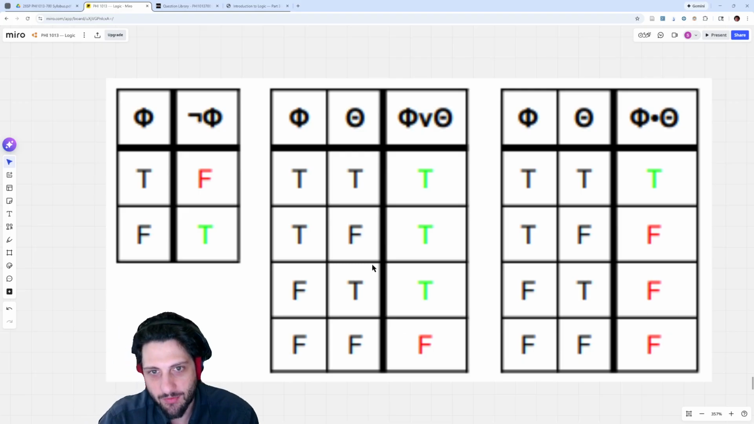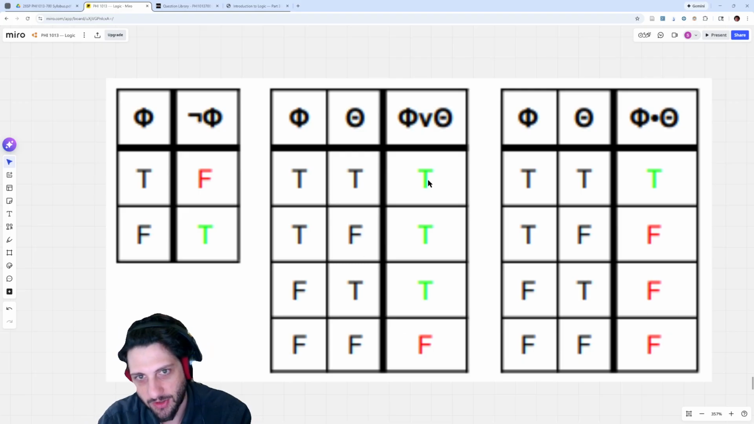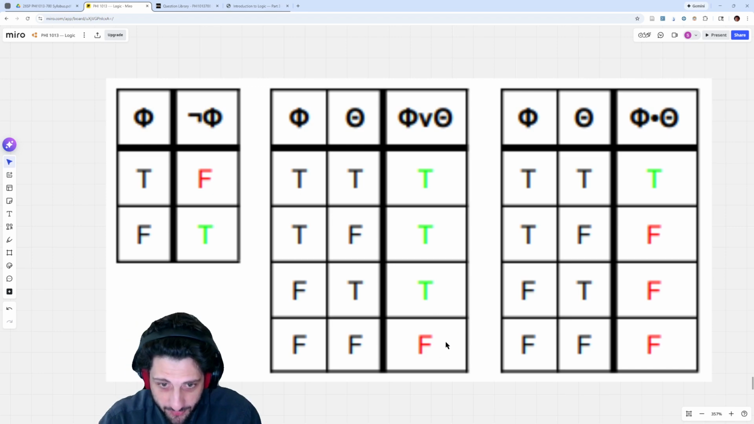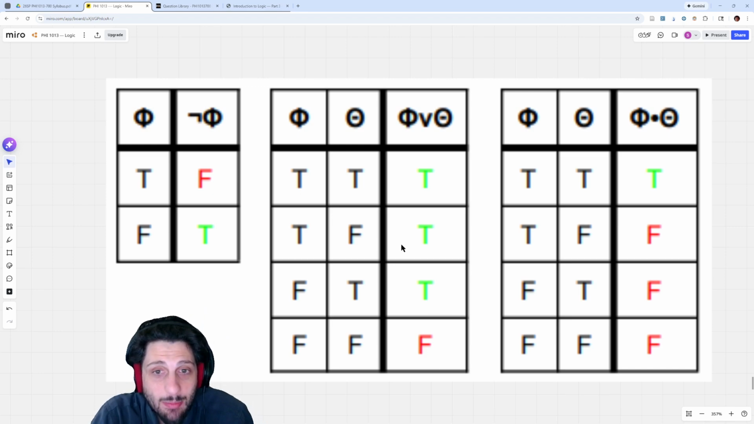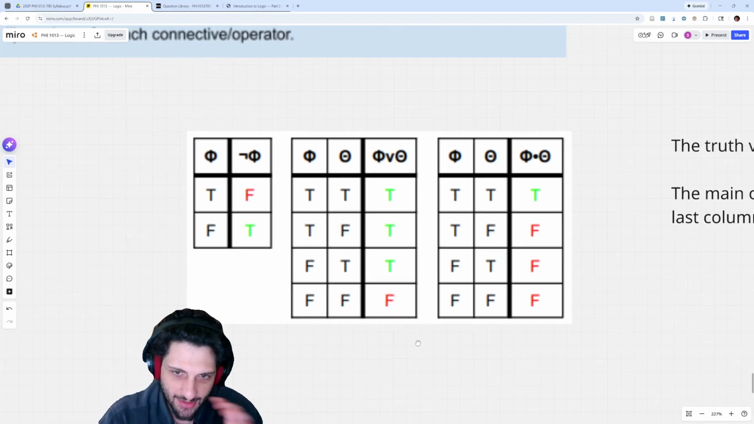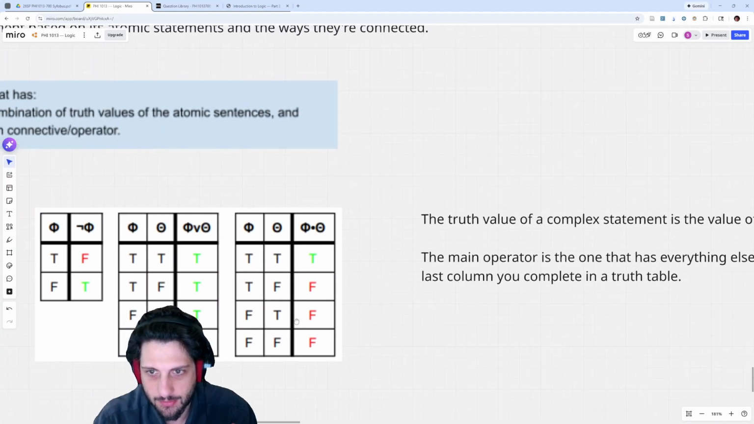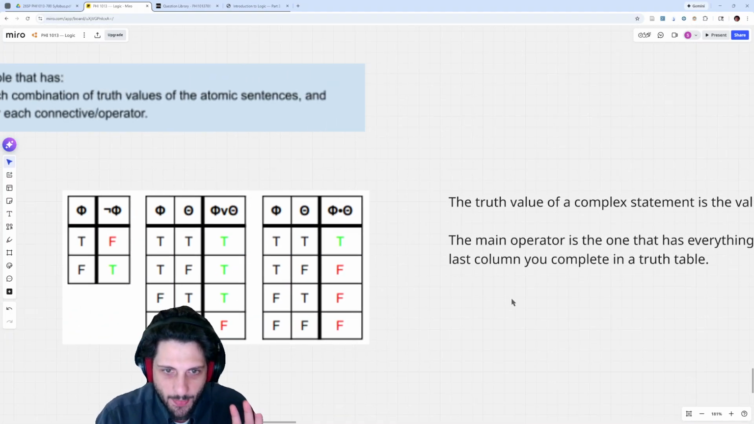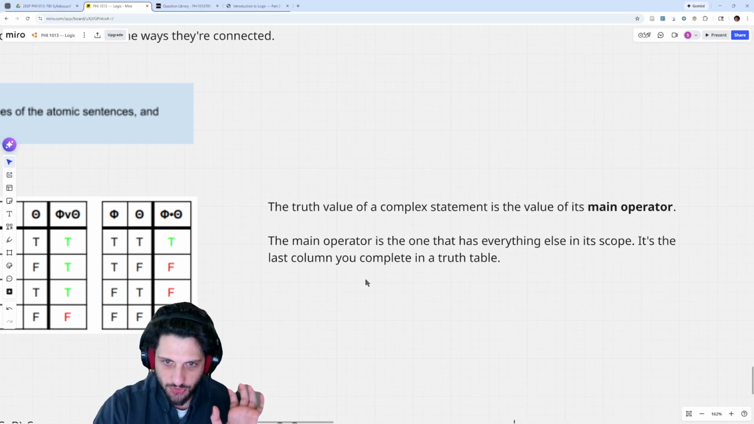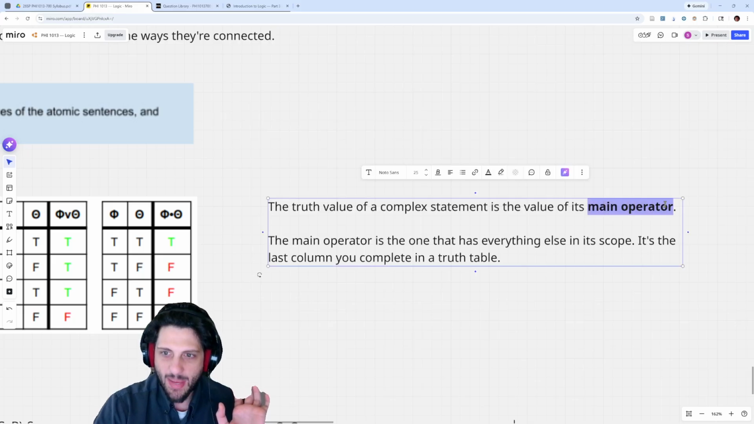So the only time we ever think an or statement is false is when both of those things are false. But if one of those is true, that's what we mean by or. Okay? Again, a lot of this will sink in much more as we get to the exercises just below. All right. So, real quick, also remember what a main operator is.